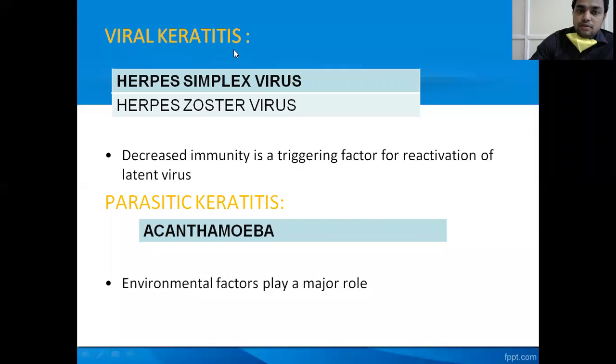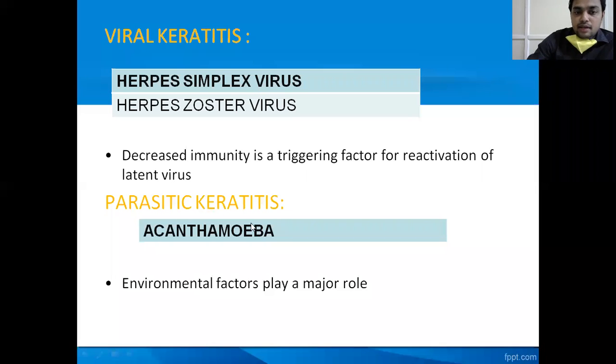Examples of viral corneal ulcer: herpes simplex and herpes zoster. These are the common examples. And decreased immunity is a triggering factor for the reactivation. Normally, these herpes simplex or zoster viruses remain latent in the trigeminal ganglion. If there is any decrease in the immunity, they reactivate and may cause the viral corneal ulcers.